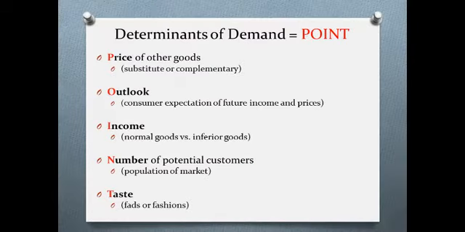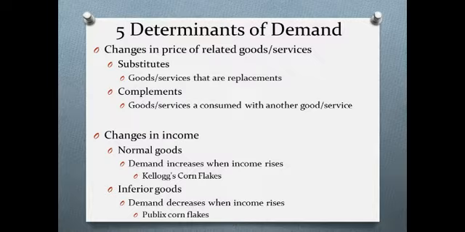So let's review the determinants of demand. Okay. Price of other goods. That's what shifts it, not the price of the actual good you're examining. It's the price of other goods, either substitutes or complements. All right. The outlook: consumer expectation of future income and prices. And income, normal goods versus inferior goods. If your income goes up, you're going to get the normal good. If your income goes down, you're going to go for inferior goods. The number of potential consumers, that's the population of the market, and consumers' tastes, the fads or fashions that are in or out at any given point. So, 5 determinants of demand.